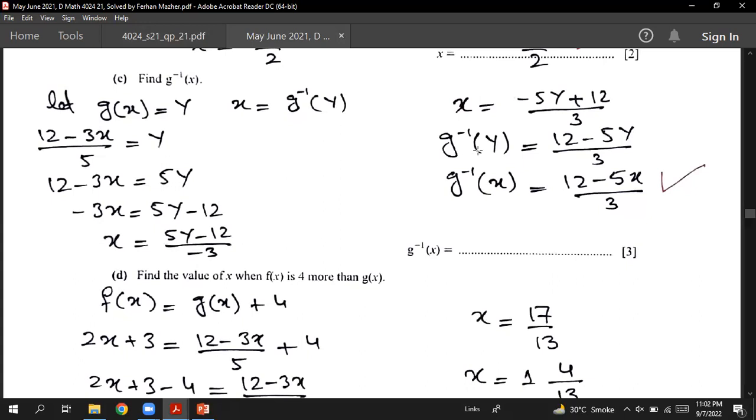Now change the variable. In place of y, wherever you have y, put x. So g inverse of x equals (12 minus 5x) divided by 3. So this is how you will find the g inverse of x.